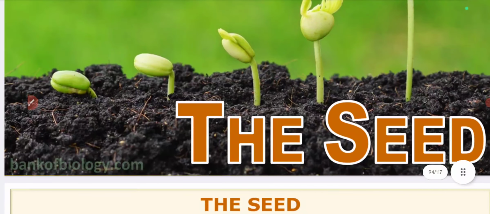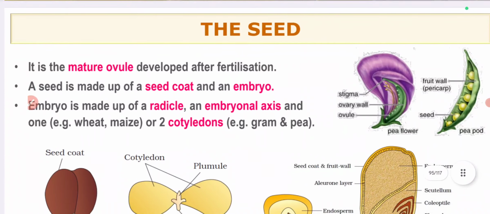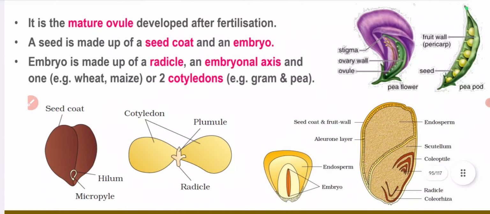Next, the seed. It is a mature ovule developed after fertilization. Obviously, as I told you, ovules develop into seed. So a mature ovule is called seed. A seed is made up of a seed coat and an embryo. The outer covering is called seed coat and the inside part is called embryo.